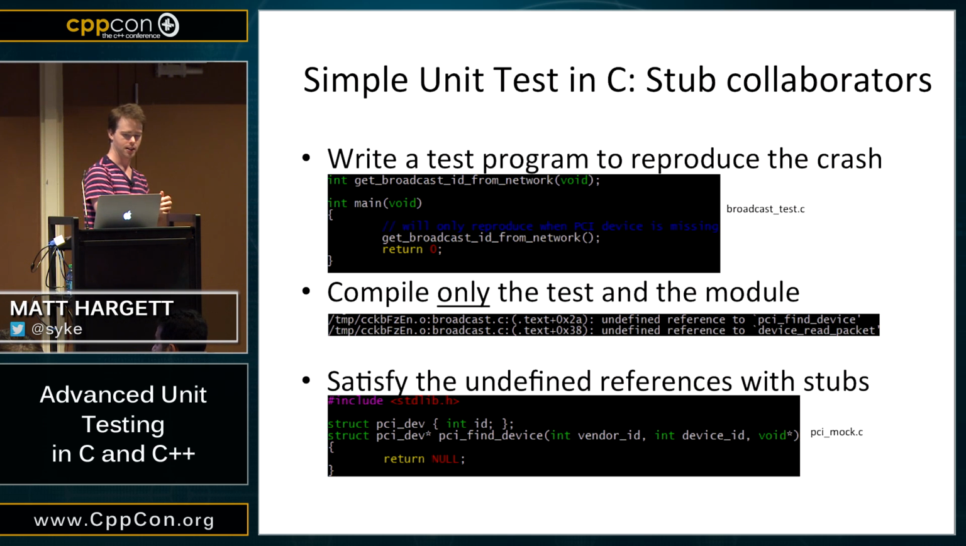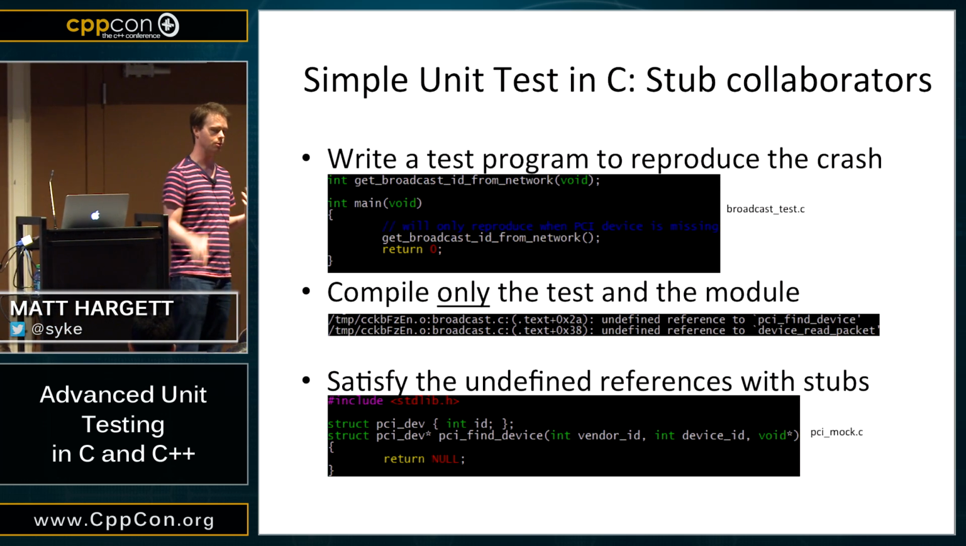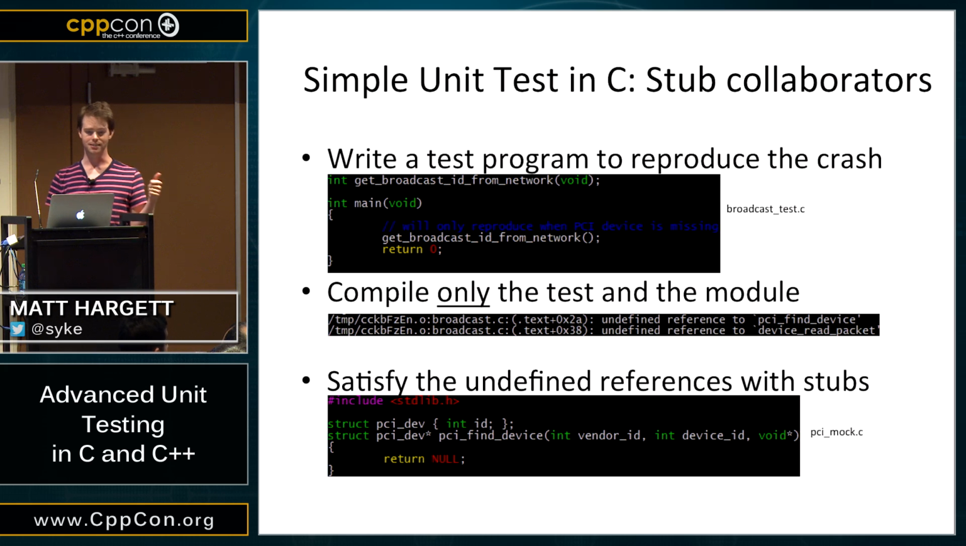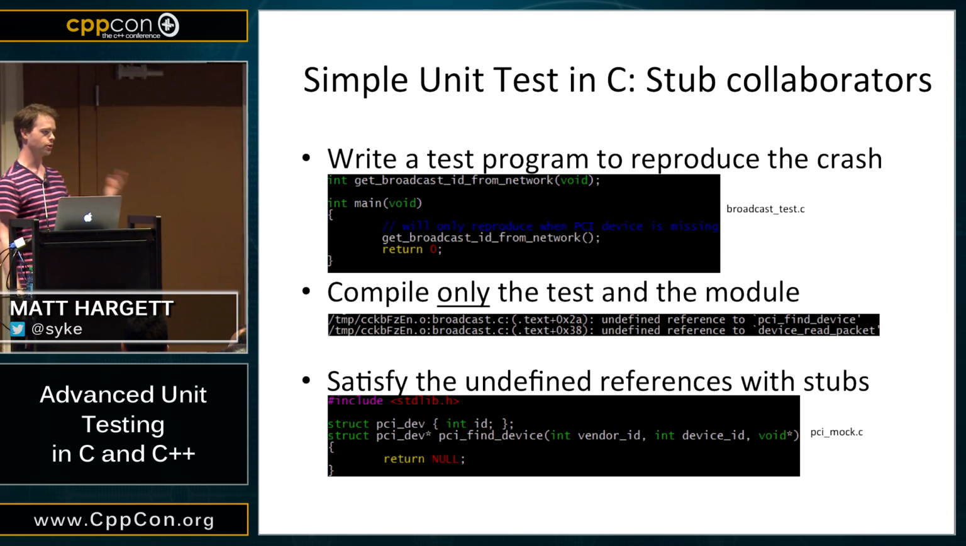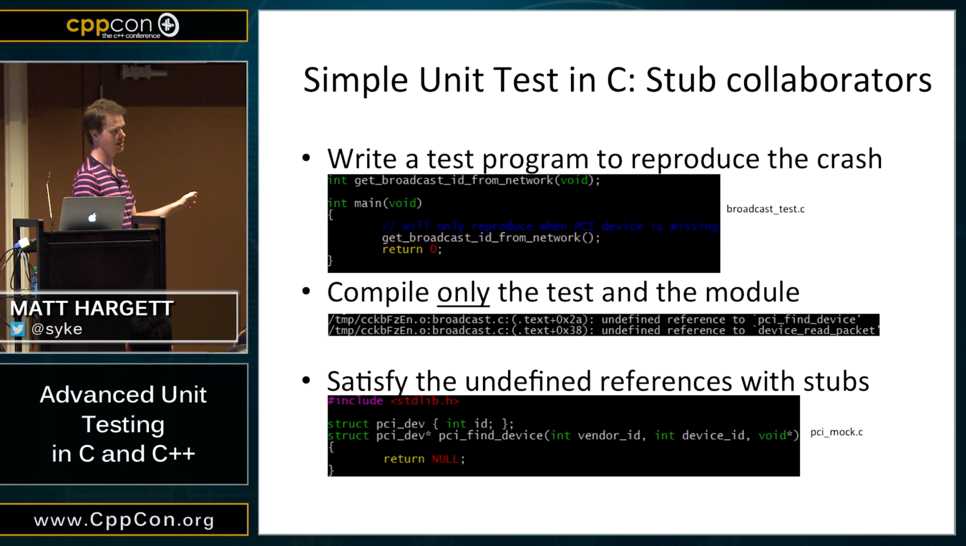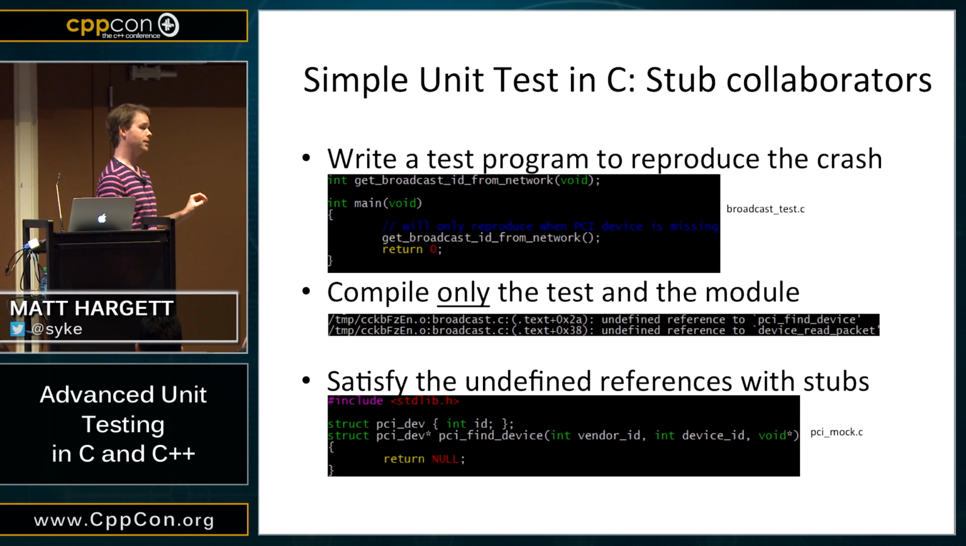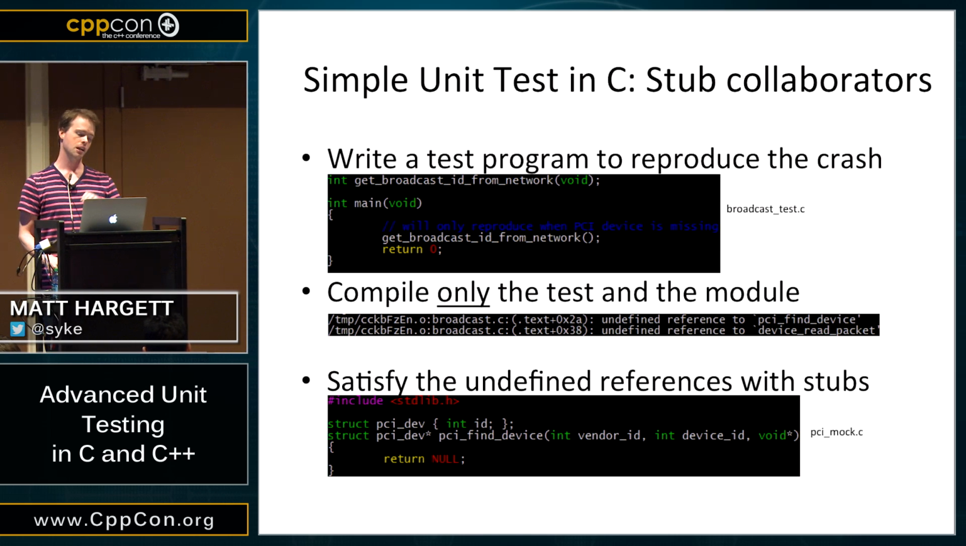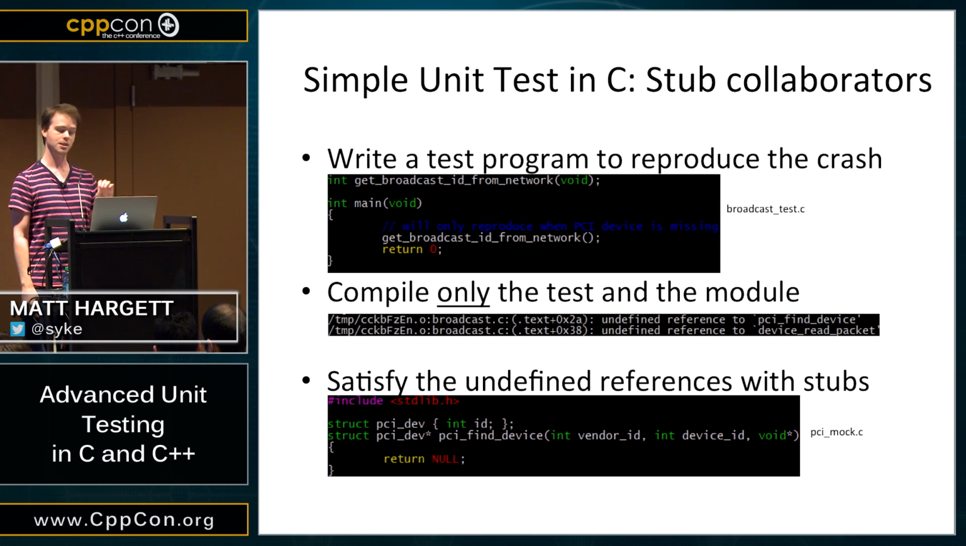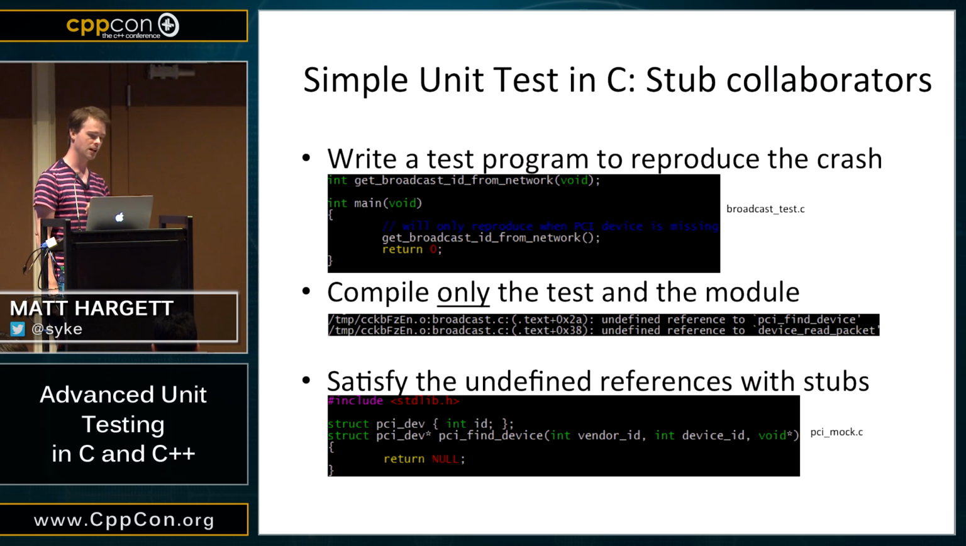So I go to compile that, and it says, hey, there's an undefined reference to PCI find device and device read packet. This is what Michael Feathers, in his book Working Effectively with Legacy Code, which I hope they have at the table, calls leaning on the compiler, or leaning on the toolchain. It's just like follow the error messages. And that's great. It can be quite idiomatic, which is also potentially tedious depending on how many error messages you have. But in this case, we have two. It can't find those two things.